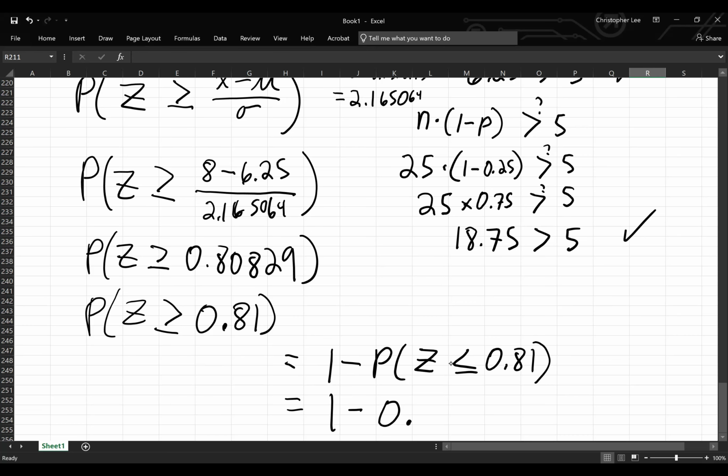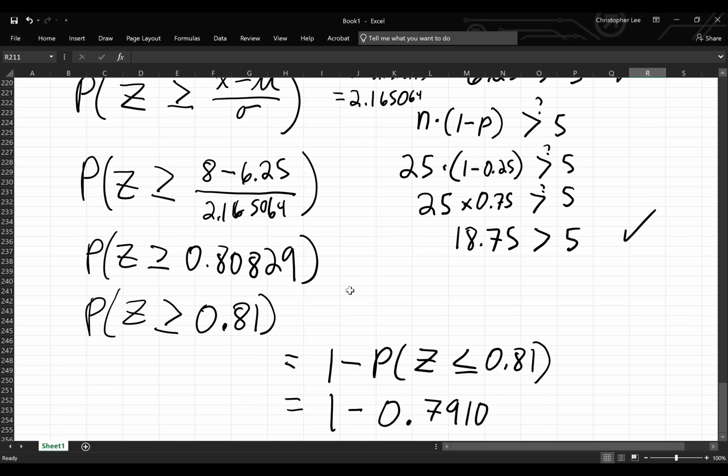Table 8, the normal distribution table. It's the one that says normal distribution on top. What is it? 0.7910. Point seven what? 7910. Okay, let me verify that it's right.